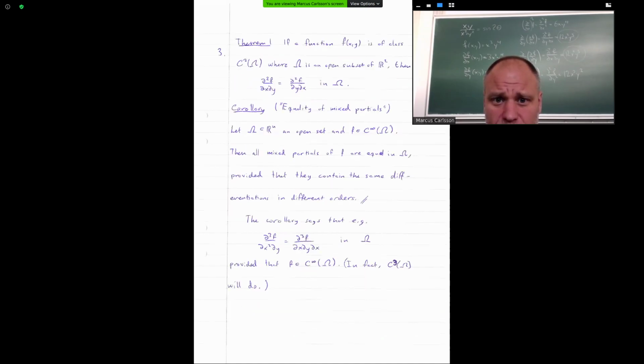Okay, so first theorem of today: if a function is of class C2 on omega, where omega is an open subset, then the mixed partials are the same. Before getting to the proof, let's see that this basically means that, in algebra language, differentiation is commutative with respect to different variables.